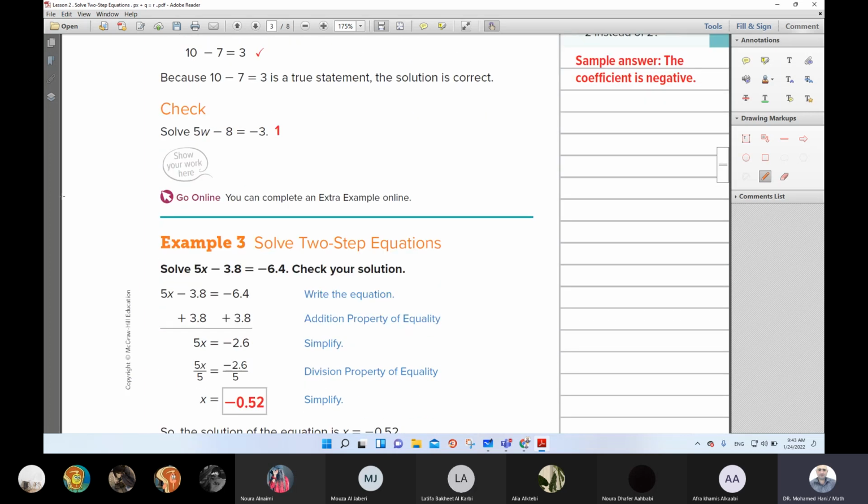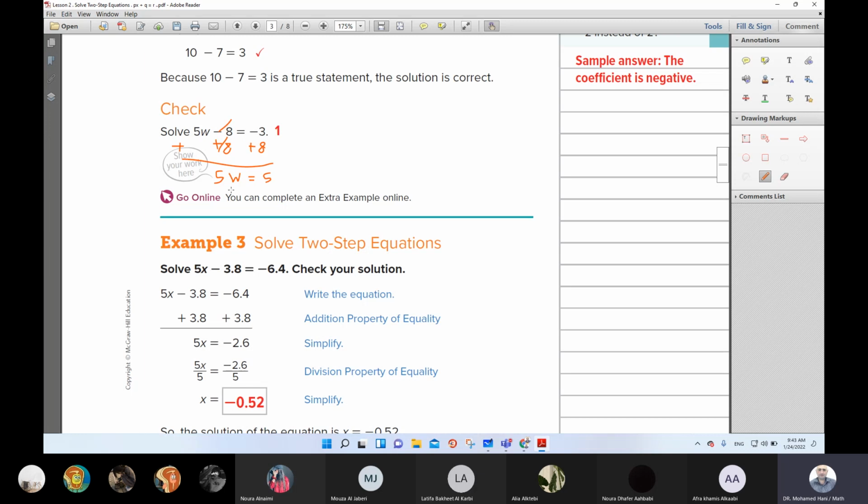For example, here we have 5w minus 8 equals negative 3. At the first, we want to remove the constant. So add to the two sides the inverse of negative 8. What is the inverse of negative 8? It will be plus 8. So add 8 here and add 8 here. Negative 8 plus 8 will be 0, remains here 5w equals negative 3 plus 8, which will be 5.